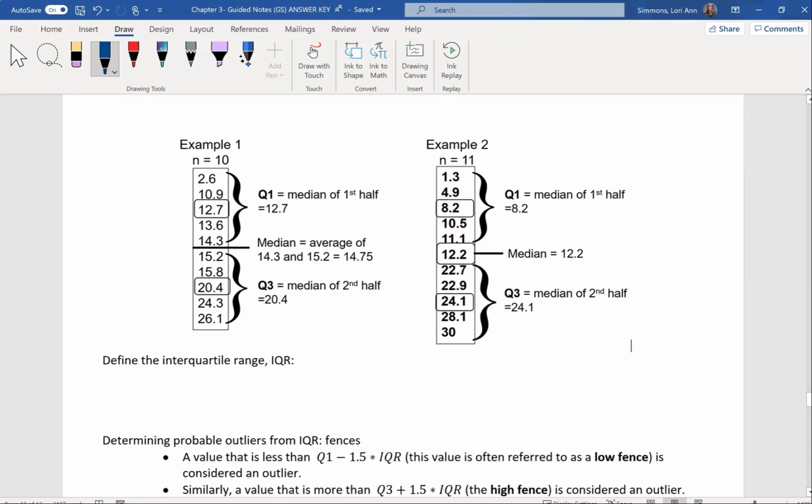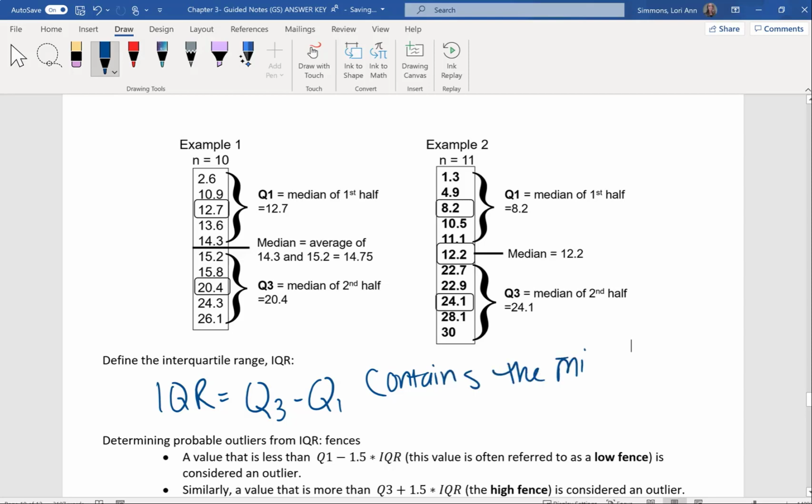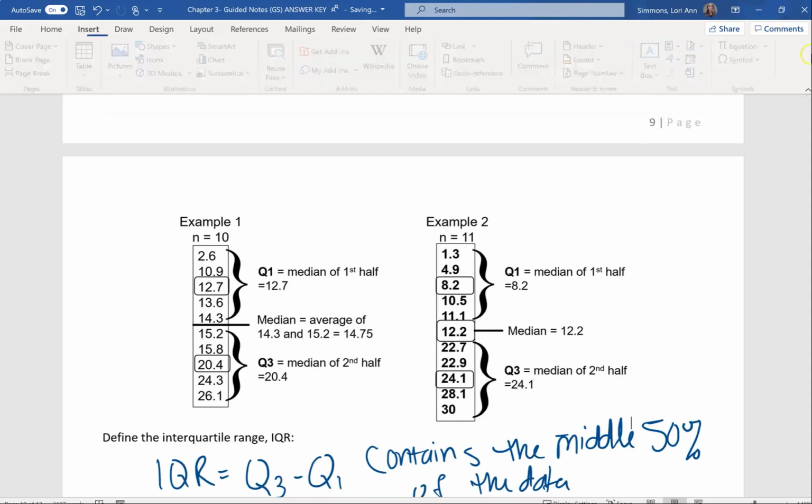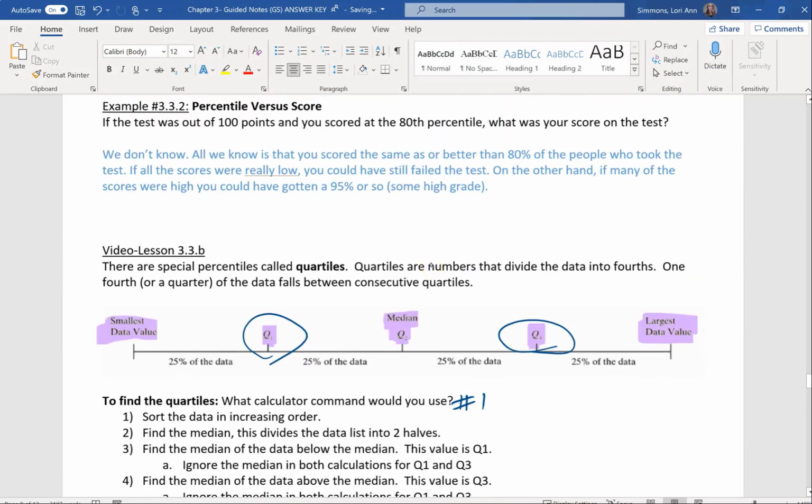Okay, the interquartile range, also known as IQR. The IQR is Q3 minus Q1. This contains the middle 50% of the data. So again, Q3 minus Q1, middle 50%. 25 plus 25.